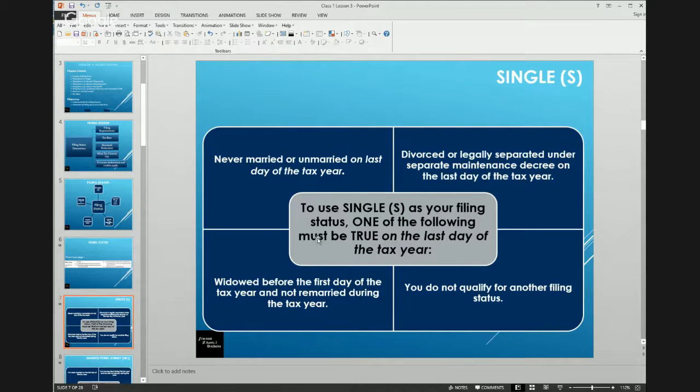Let's talk about the single filing status. To use single as your filing status, only one of the following must be true on the last day of the tax year. If you were never married or you were unmarried on the last day of the tax year.